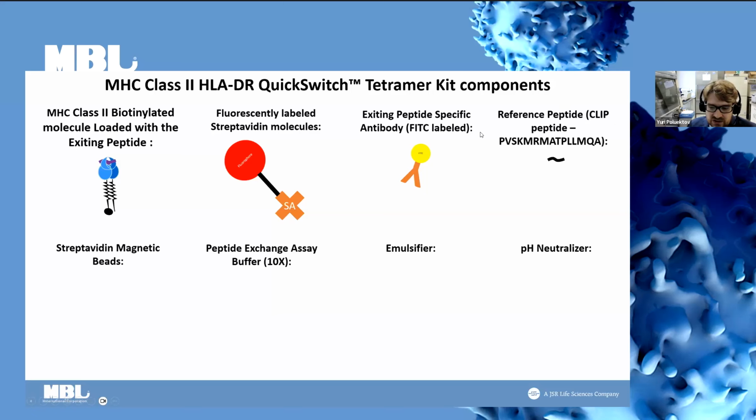In addition to being a reference peptide to determine the effectiveness of the peptide exchange, the CLIP peptide provided in this kit can also serve as a negative control for cell staining, which some of you will probably have done as well. Class 2 kits, unlike Class 1, use magnetic beads with immobilized streptavidin and not an antibody specific for the MHC molecules. So please do not use the beads from the Class 1 kit for the Class 2 kit reactions and vice versa.